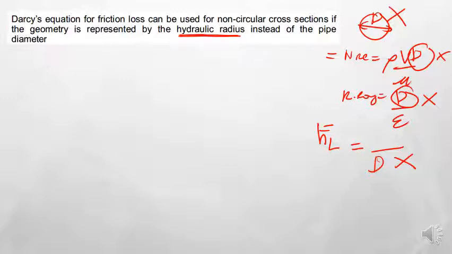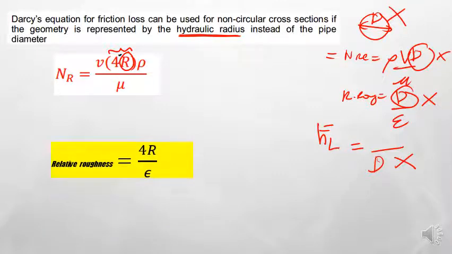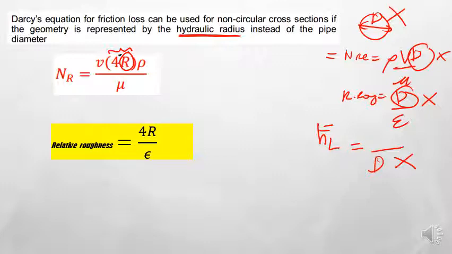So let's take a look here. This D, we actually represent by this term: we multiply 4 with this R. R here is not the normal radius, it's actually the hydraulic radius. How can we determine the hydraulic radius? Later on I will show you. I just want to list down how this non-circular section affects our equation. Therefore, we will substitute D with 4R.